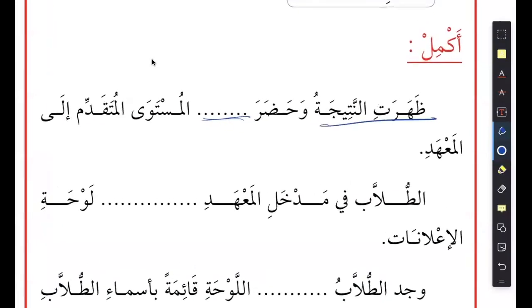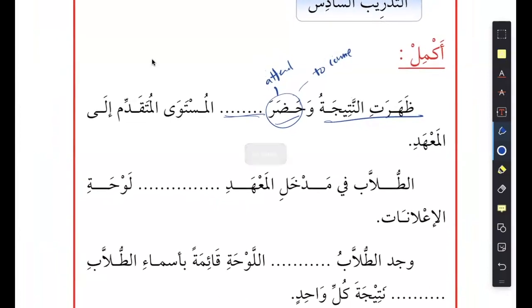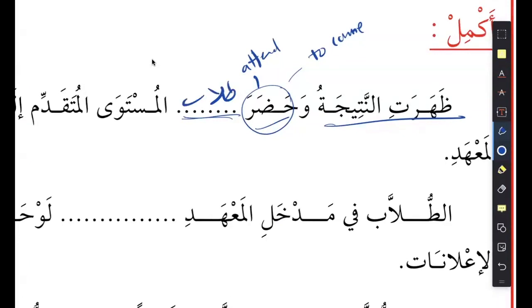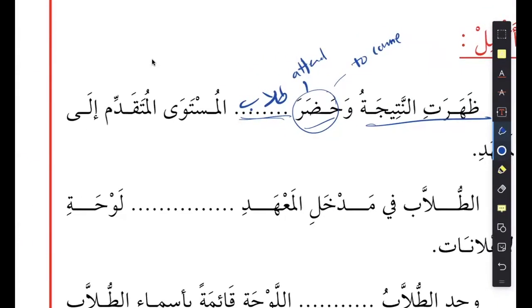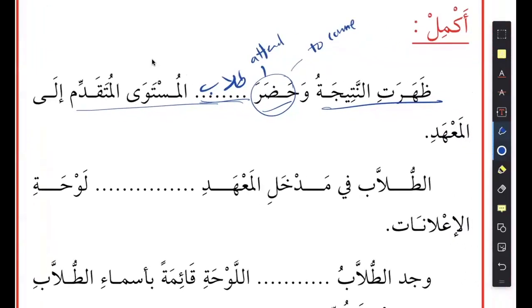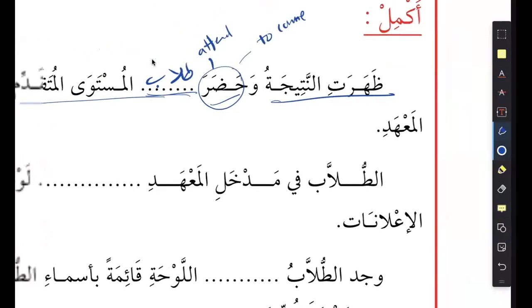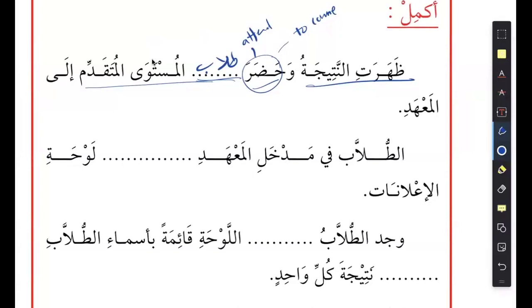So it says the result appeared, and حضر. Remember what I said, حضر has a lot of meanings. It can mean attend, or to come. Okay, so what we can say here: the result appeared and طلاب المستوى المتقدم, the students of the advanced level, came إلى المعهد, to the institute. Something like that. Honestly, it's not clear exactly what they want, and maybe you can go back to the text and find a better answer, because I can't go back to the text right now.